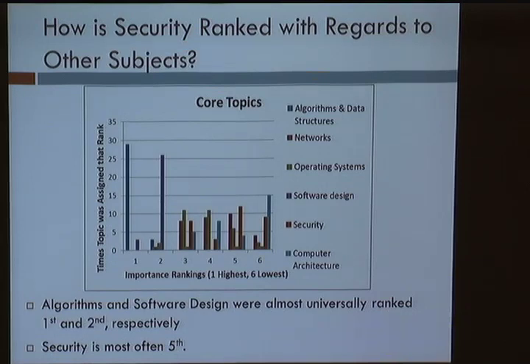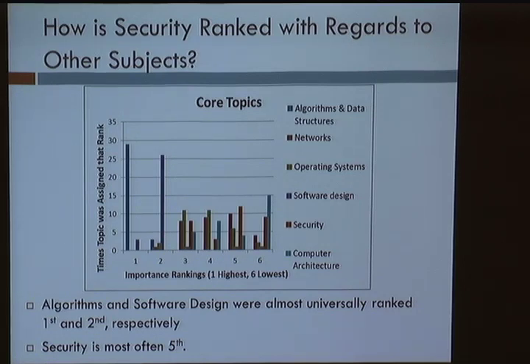And then I had the second, this was an important question, so I asked it a couple ways. The second way was I gave them 6 topics and had them order them in order of importance, with 1 being most important, 6 being least. And so you can see those rankings on the x-axis, and then on the y-axis it's how many times each topic got that ranking. So algorithms and data structures is almost overwhelmingly first. Software design is almost always second. The rest of it's sort of a mess, but security comes in 5th more than anything else. Computer architecture is the one that came in last most often.